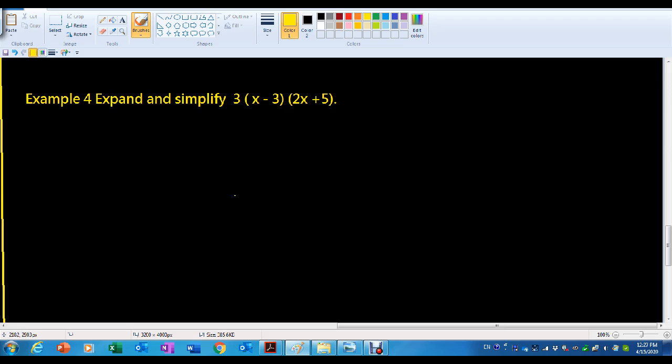Okay, example 4 is very similar to example 3. Instead, we have extra numbers in front of the 2 brackets. So what should we do with it? The idea is to leave that number in front of all brackets to the end. After you do all the expansion of the 2 binomials, and you finish the product, the expansions of binomials, then you multiply that 3 into the bracket.